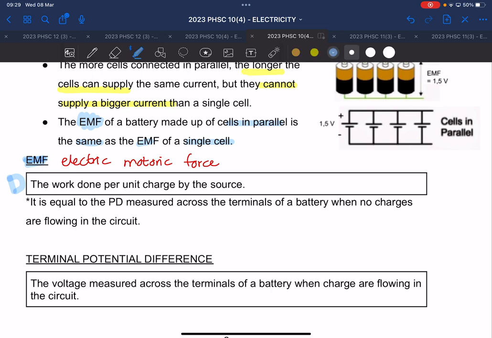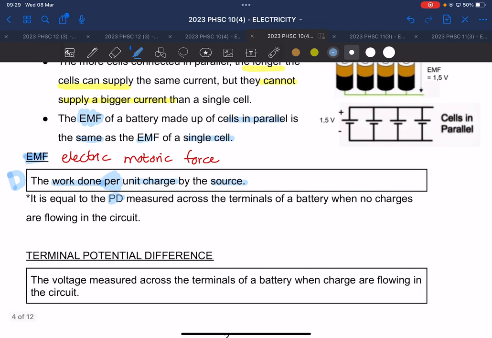All right. So the definition there is the work done per unit charge by the source, by the thing that gives energy. So it's the same as the potential difference definition, but now it's just what the source gives. Per means divide, yes. Then this EMF, this potential difference, is equal to the potential difference measured across the terminals of the battery. What is terminals? The ends, the sides. The terminals of the battery when no charges are flowing through the circuit.